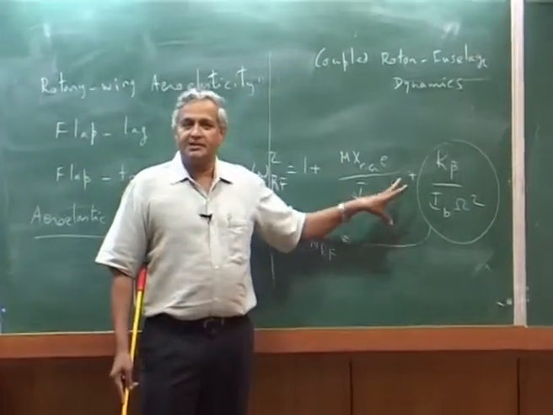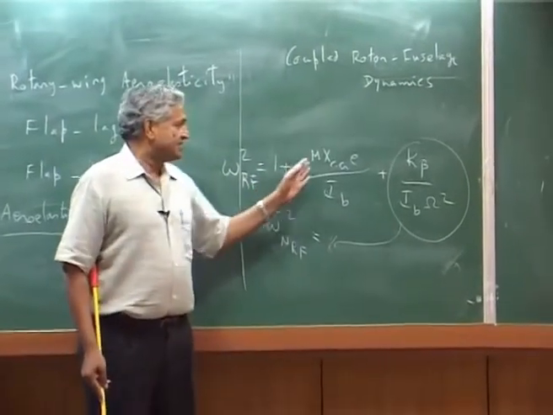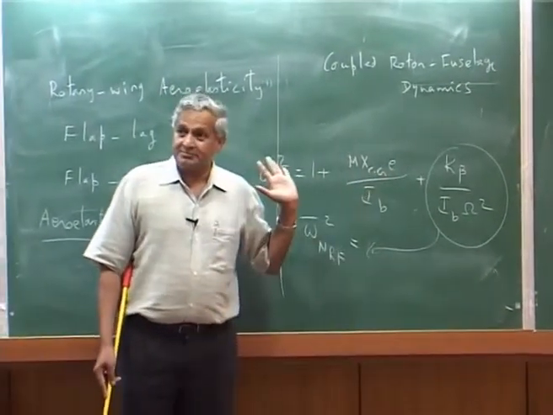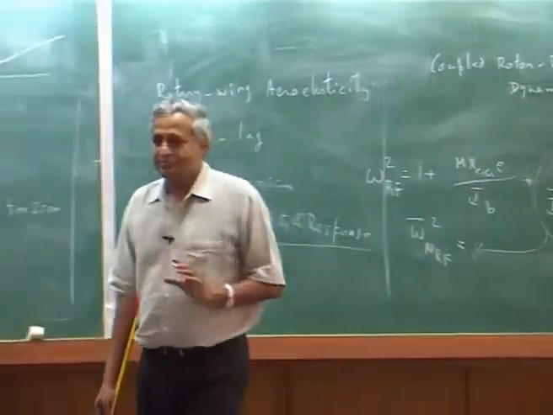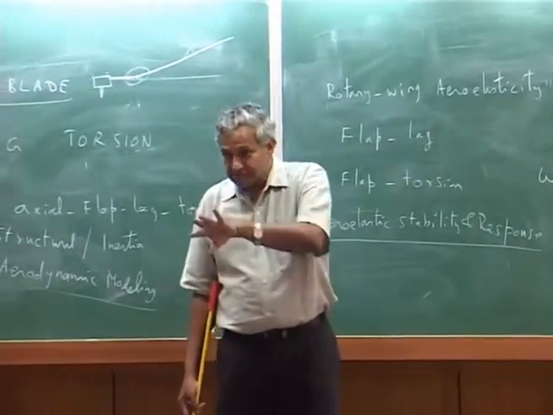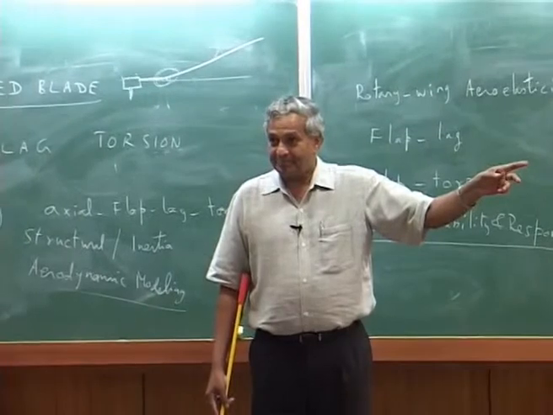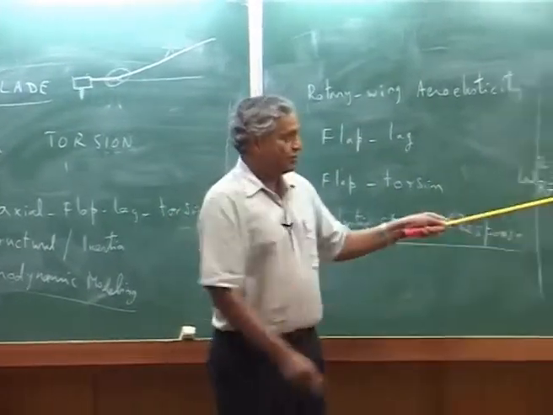See, this model gives an idea of what is my flap frequency, what is my hinge offset, that's all. Now this K beta, you adjust it to match that. If you want to represent your blade as a rigid blade with a root spring, then you go and put this.